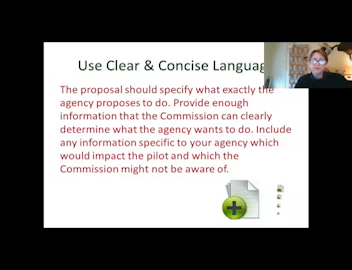So make sure that specific terms that are unique to your agency, make sure to define them in the pilot. More information is usually better. Just anything that you think the commission should know, put it in there.